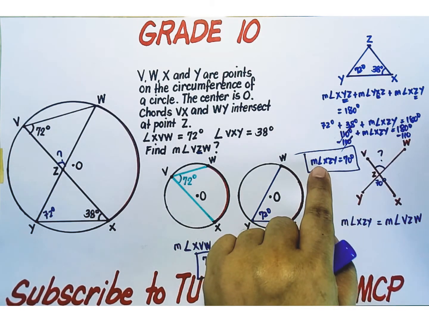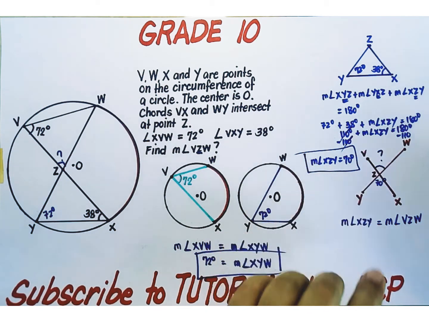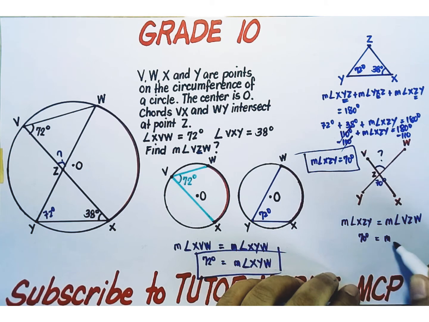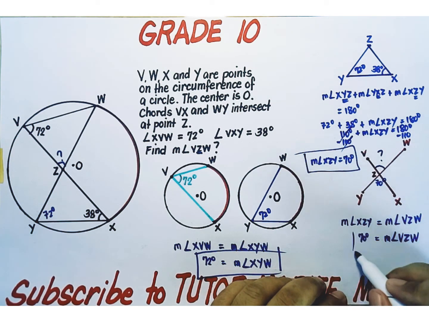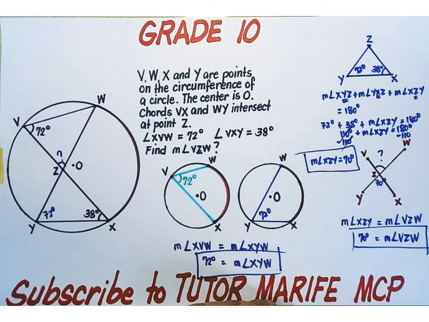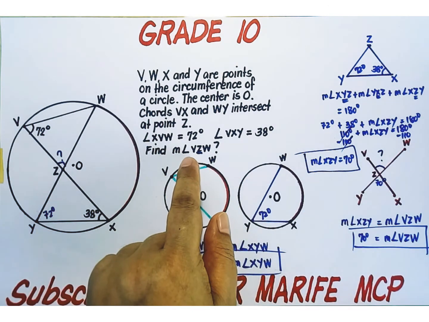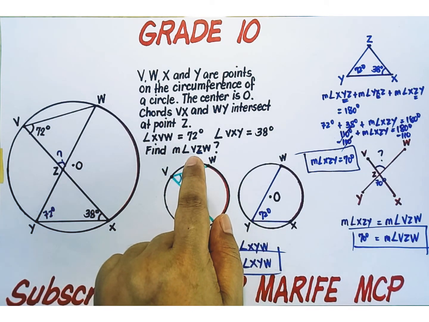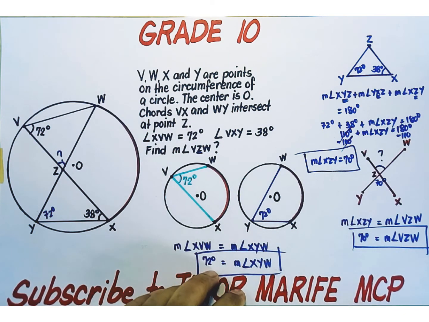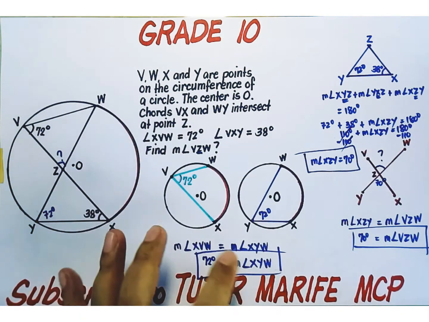This is an application of the vertical angle theorem. We already know what measure of angle XZY is. It's equal to 70 degrees. Therefore, measure of angle VZW is also equal to 70 degrees. We have calculated our main problem. Measure of angle VZW is equal to 70 degrees. That's all for this problem.